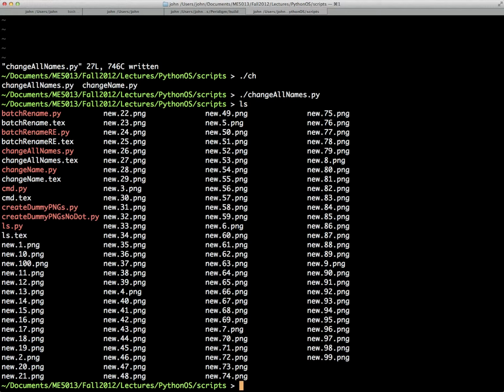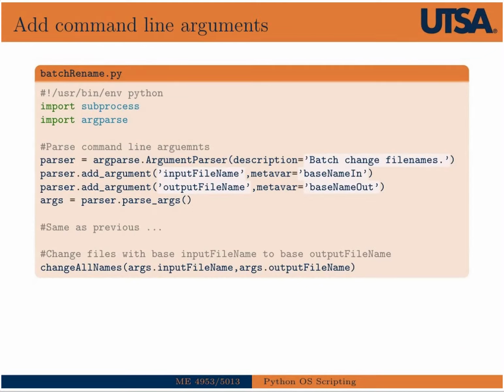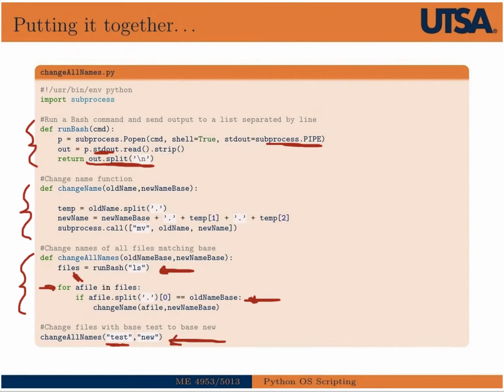Okay. So the next thing we can do to add a little bit more utility to our functions is to add arguments. So there's a really nice module in Python called argparse, which allows us to add input arguments or command line inputs. And so this code right here at the top basically just adds a parser such that when I run this file from the command line, now I don't have to, as you saw before, hard code the call to change all names.